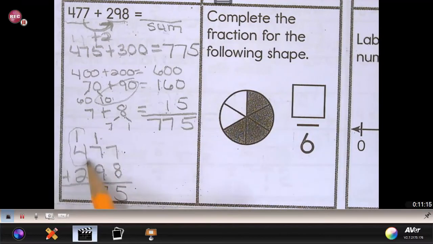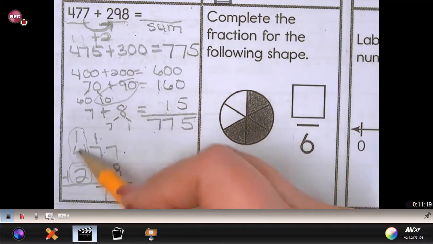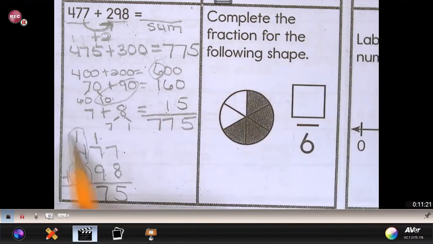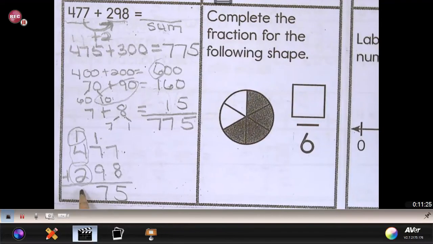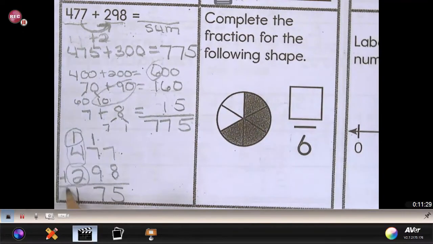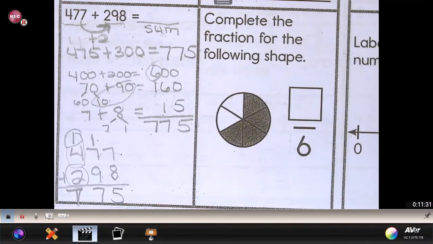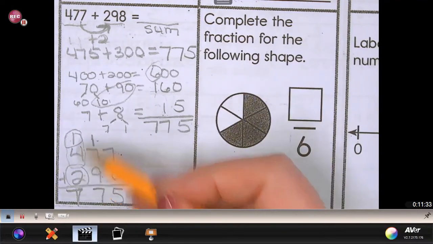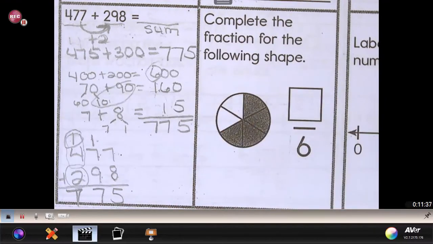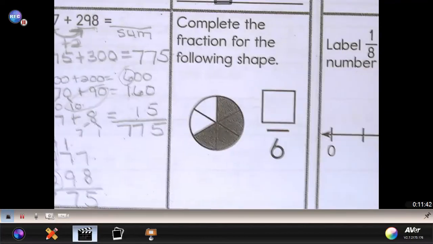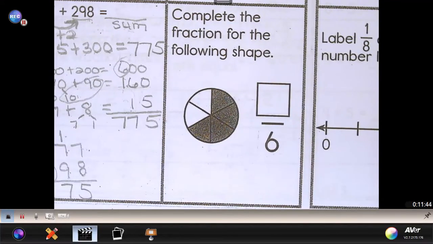And then finally, I have my hundreds. I have my 400 and my 100 and my 200. So 400 and 200 is 600. Carry that 100 here from the tens. 10 tens makes 100. So I have 775. So 400 plus 200 is 600, plus the one I carried over, which is right here, is 100 more, which is 700. Our final problem is a fraction.